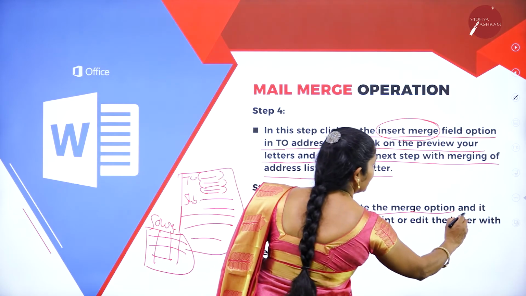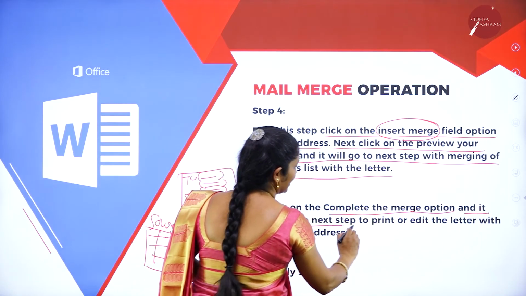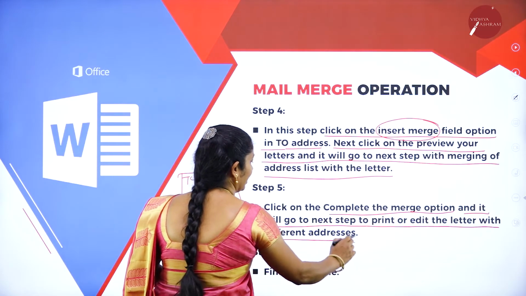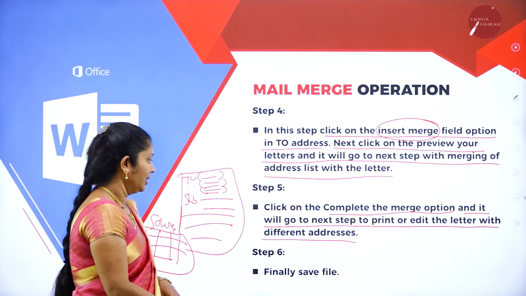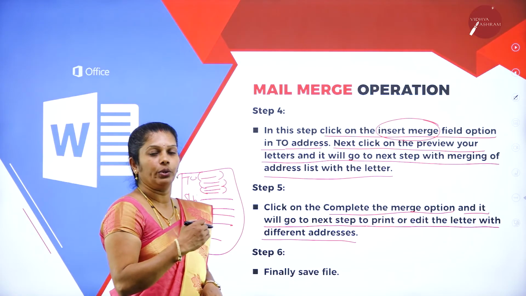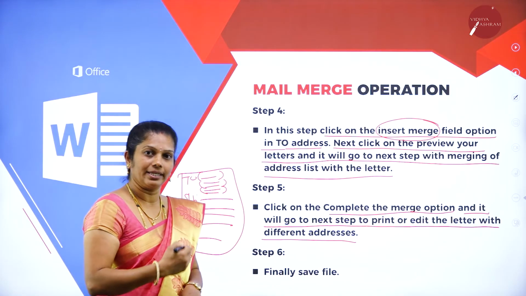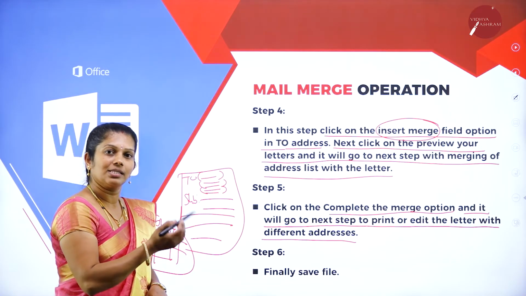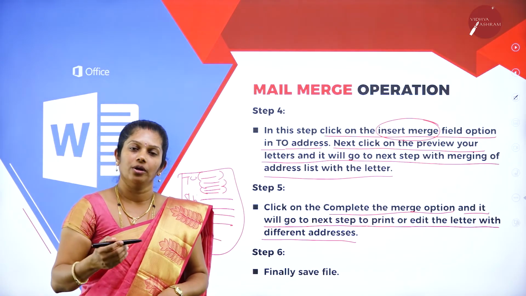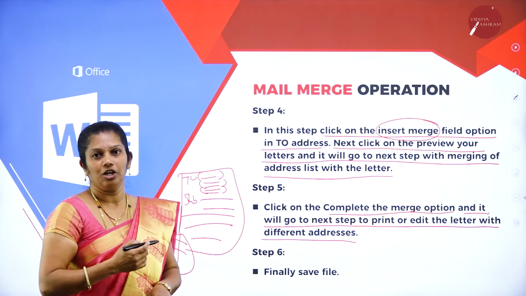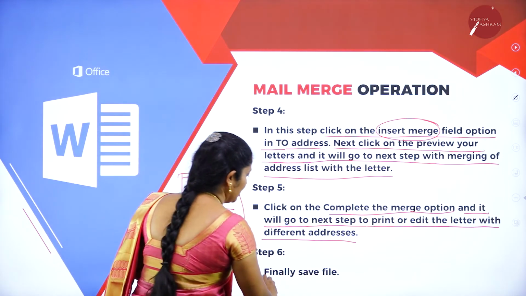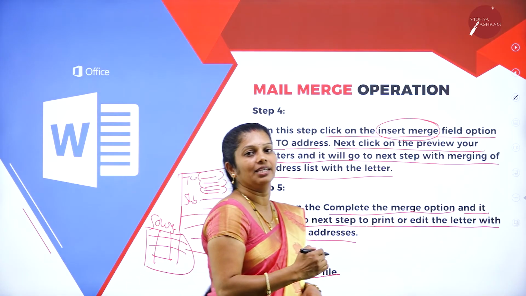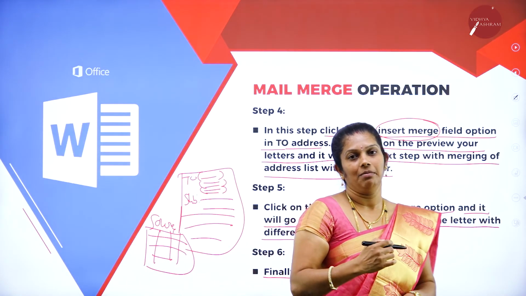Complete the merge option and it will go to the next step to print or edit the letters with the different addresses. Then there you will get an option if you want to edit or not, like that it will give the messages. If you require to edit, you can edit. Otherwise, directly you can take the printout or you can send the letters through mail also. Finally, save the file. These are the methods, especially this is the method to perform mail merge.